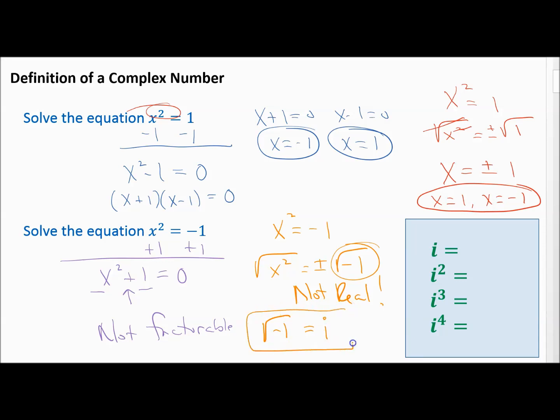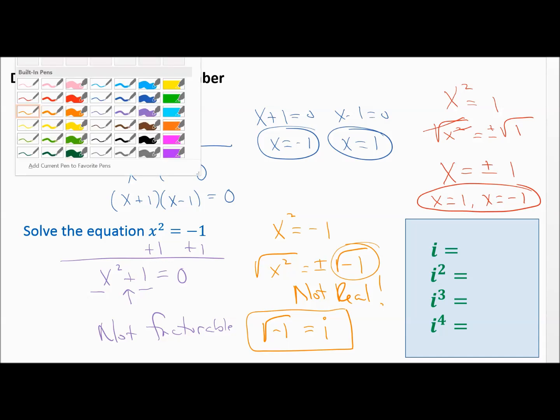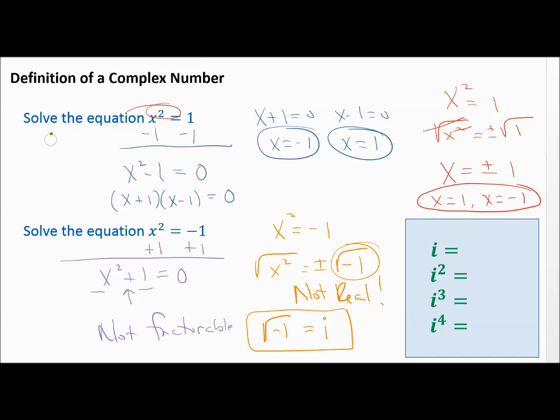Now, it's still not real. This is still not something you can graph. It's not a real number. It's a brand new thing called a complex number. So if you'll look to your right, over here, I have a list of what we call complex numbers.